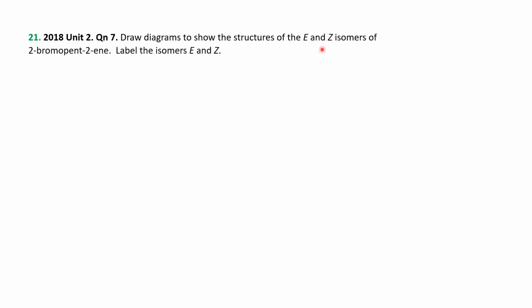So now we want the structures of E/Z isomers of 2-bromopent-2-ene. Let's draw out what that is. There's the pent, there's the 2-ene, and there's the 2-bromo. Now when we look at each of these carbons, we see that carbon 2 has a bromine and a methyl group on it, and carbon 3 has a hydrogen that's not drawn there and an ethyl group. Now we'll assign priorities.